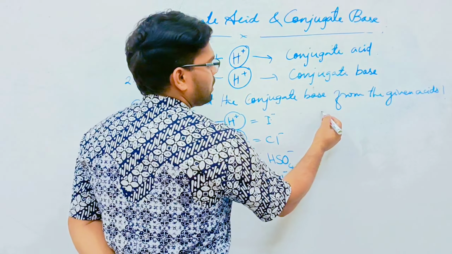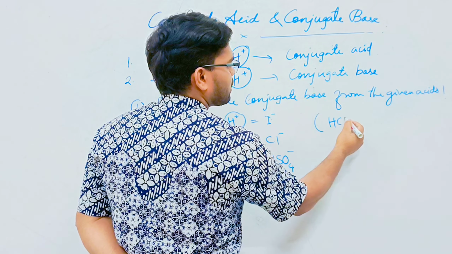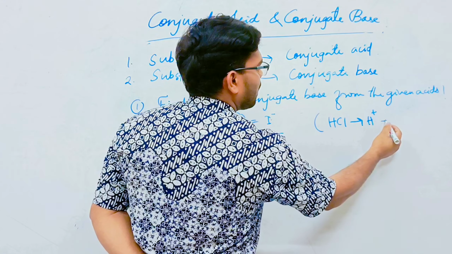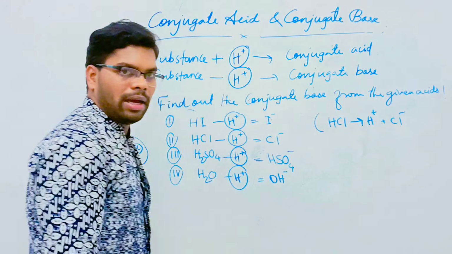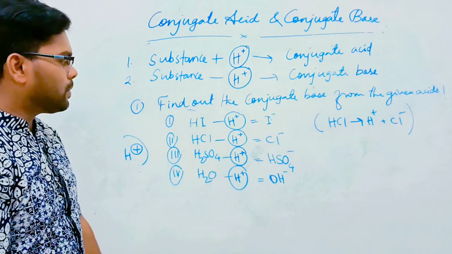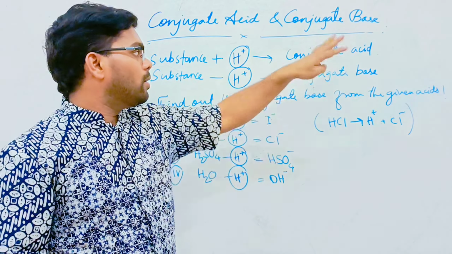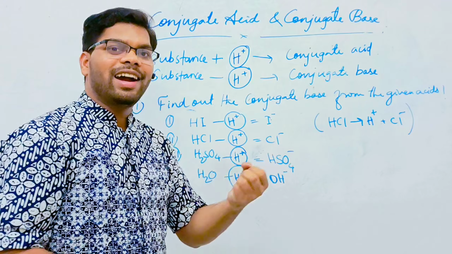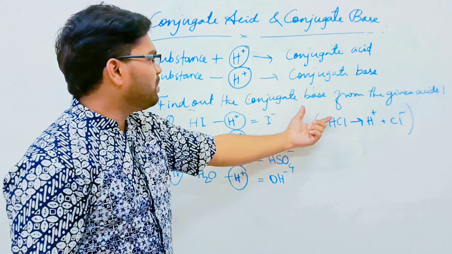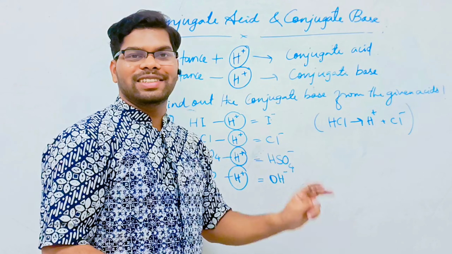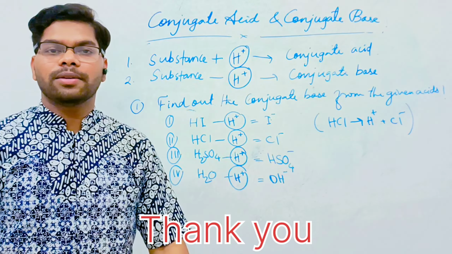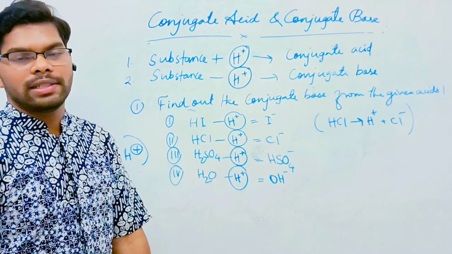Alright, so dissociation is basically, let's say HCl is there. When you dissociate, hydrogen becomes H plus and chlorine becomes Cl minus, right? This is the mechanism. So just for finding the conjugate acid, add one hydrogen ion. For finding the conjugate base, remove one hydrogen ion. Very simple. So in this way, you just find out the conjugate acid and conjugate base.